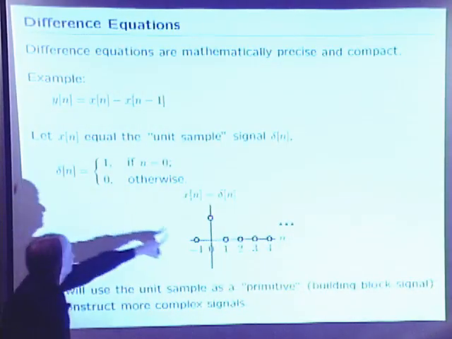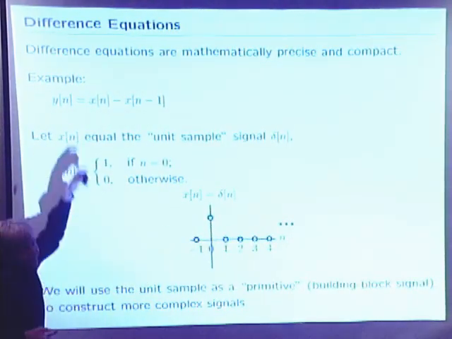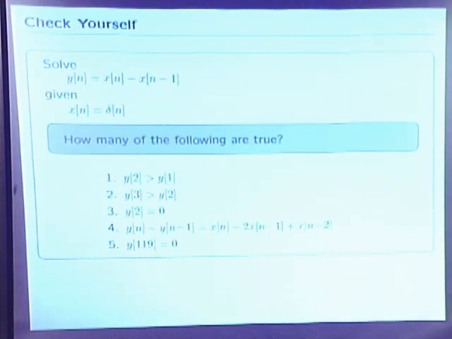So what we're going to want to do then is think about what happens if we put this signal into that system. OK, that's completely trivial. You've all done this a gazillion times before, and now's your chance to prove it. How many of those statements are true about the output of this system when that's the input?